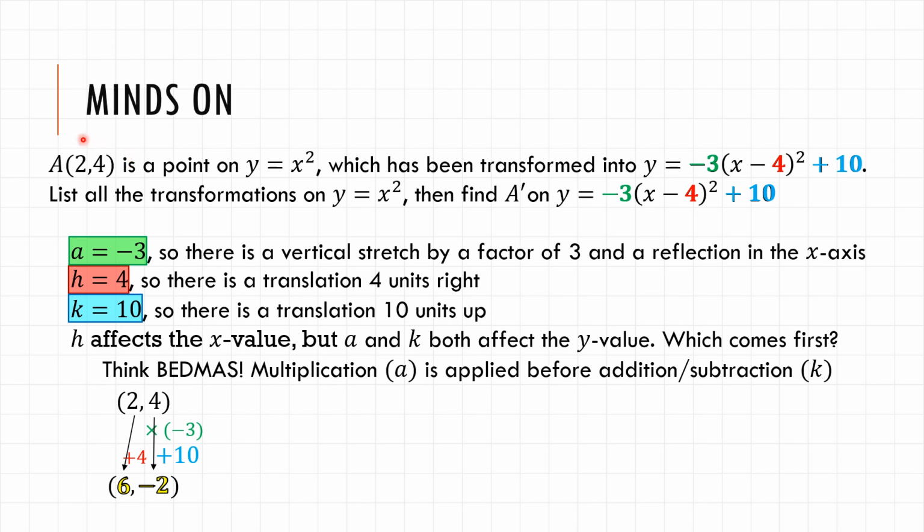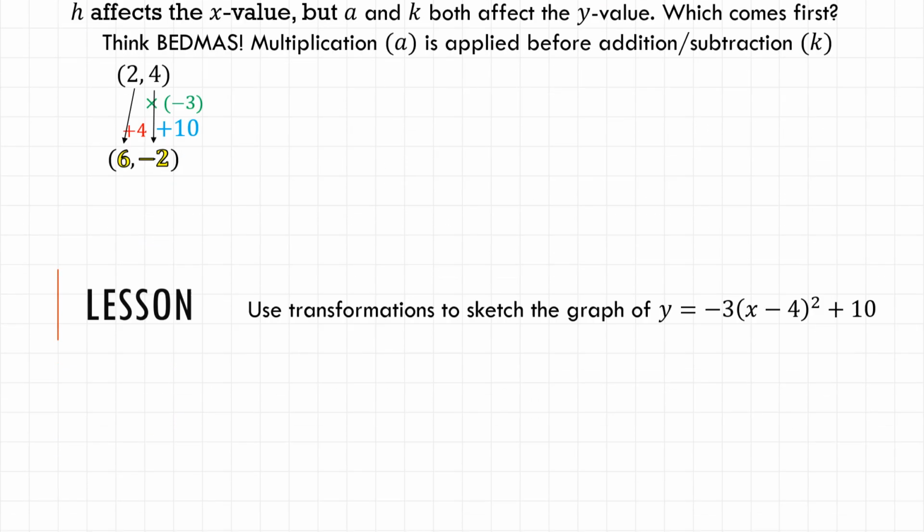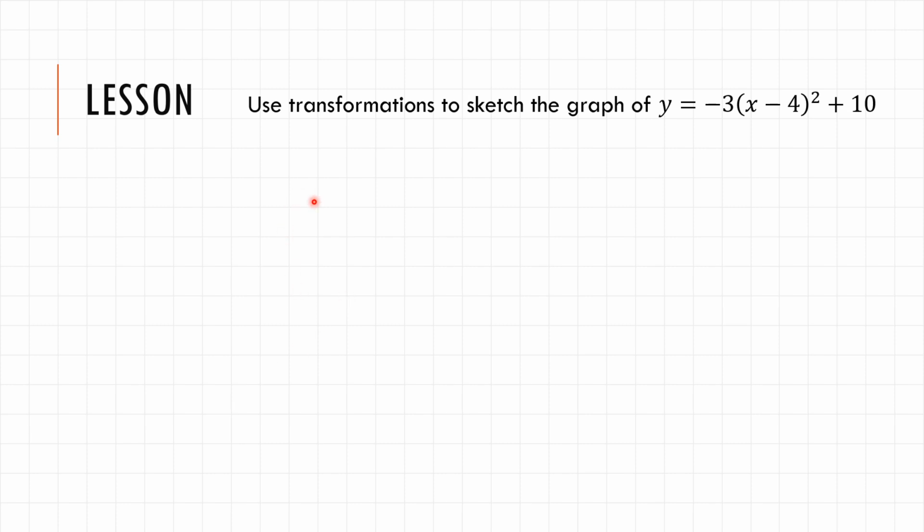So again, just to recap, I started off by listing my transformations, and then I took the point 2, 4, and I applied those transformations to find out its new location. That's all I did. So today's lesson is using transformations to do this to not just a single point, but an entire quadratic. Now, we're going to learn a few ways to graph this quadratic. The first way is going to be the longest way. It's going to break it down step by step, and then we'll try and speed it up because I don't want you spending so much time on this. Okay?